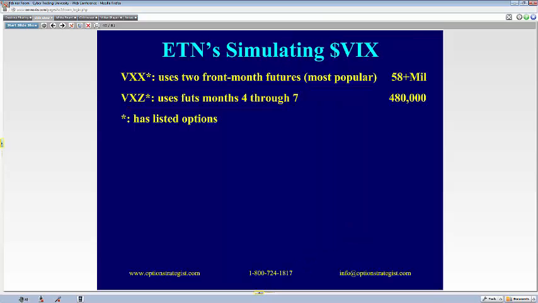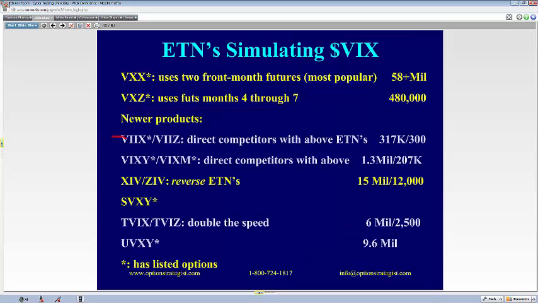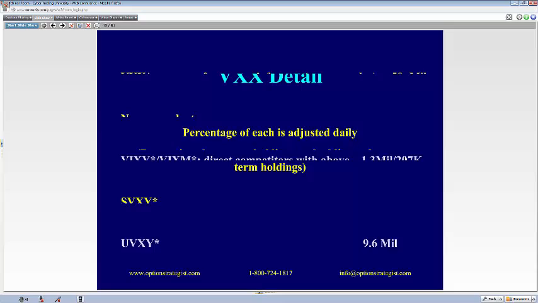And as time went on, a lot of copycats came around. This is a copycat, this is a copycat, this is inverse VIX, which has become very popular. This is double VIX, so is this one. And you can see that some of these trade some decent size, but nothing really rivals VXX in terms of total volume, so average volume.